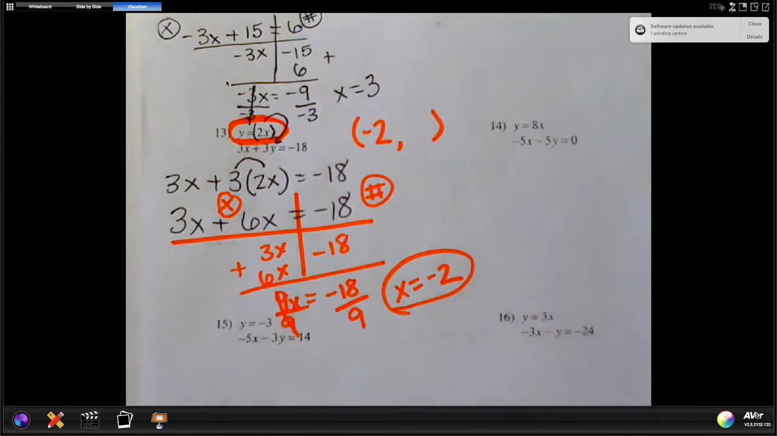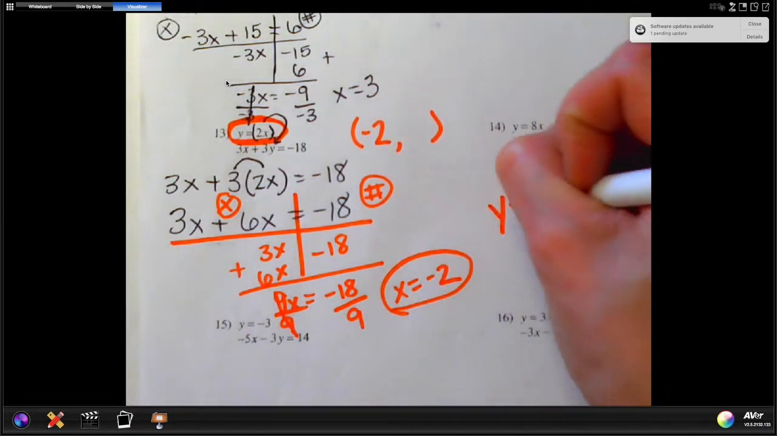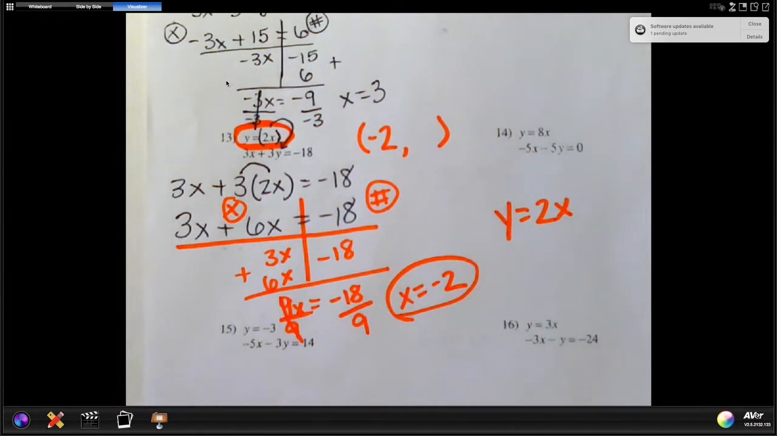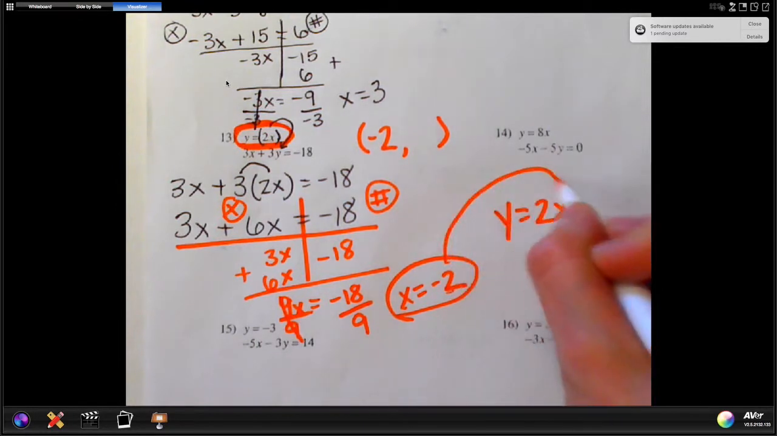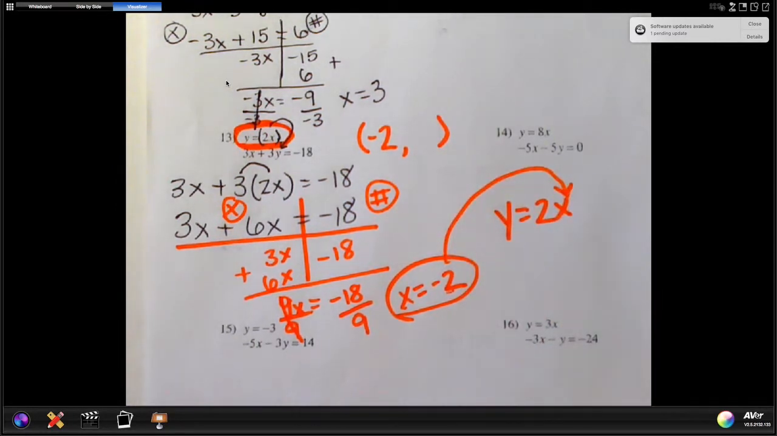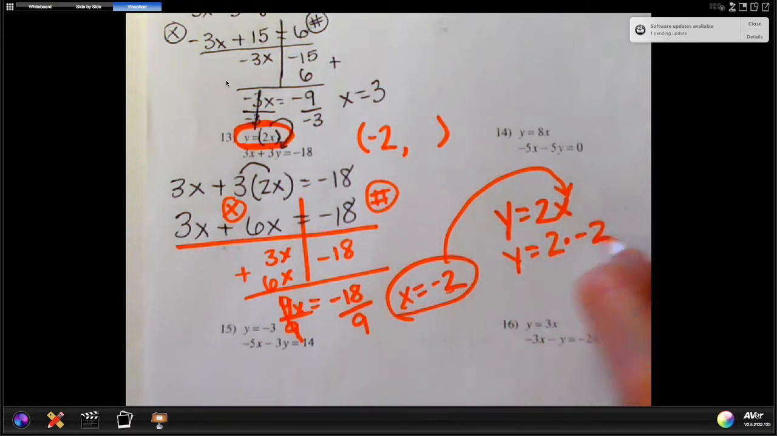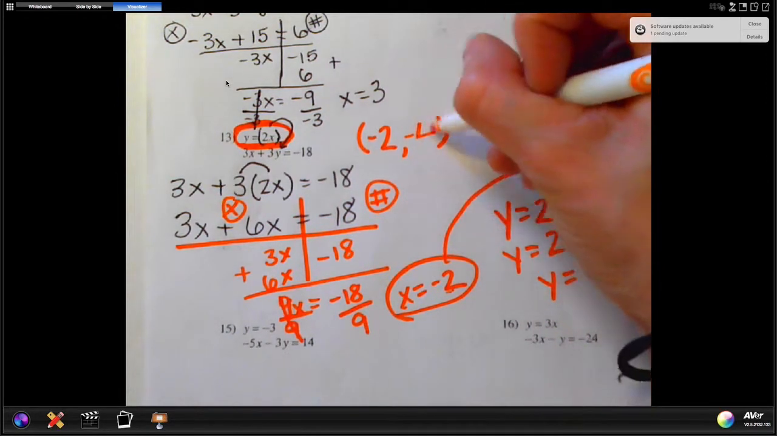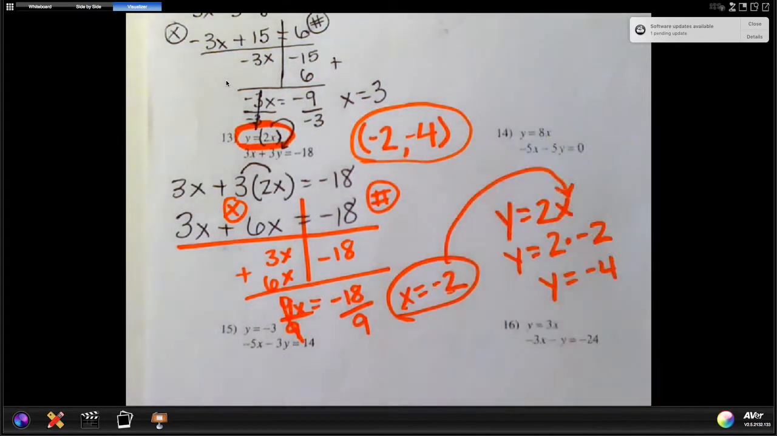I'm just going to rewrite my smaller equation over here because I'm running out of space. Y equals 2x was my smaller equation. I know x is negative 2, so I'm going to now do another substitution. Y equals 2 times negative 2, and I'll finally get my final answer. Y equals negative 4, and we'll put it here. And that's how you do this.